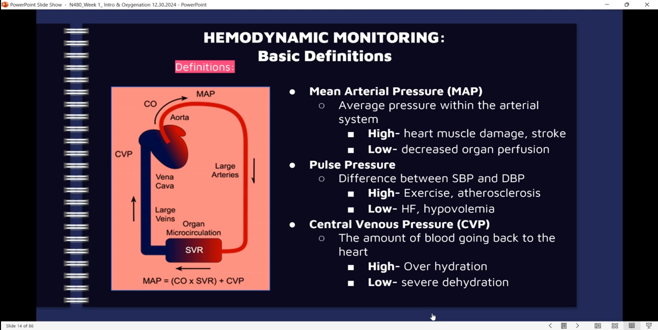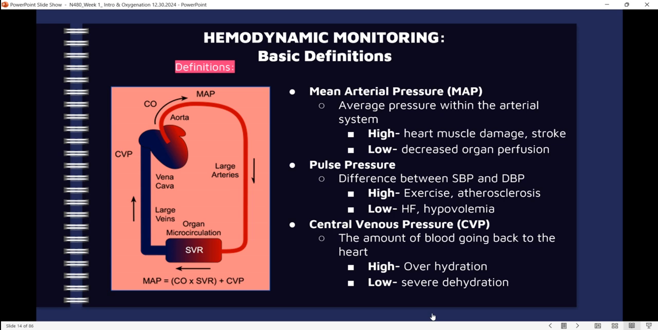Then we have our pulse pressure, and pulse pressure is essentially the difference between your systolic and diastolic blood pressures. It's expected that your pulse pressure will be high in the event that you are exercising or doing some type of exertion. That's going to be an expected increase. Additionally, in patients who have atherosclerosis or coronary artery disease, essentially, they too will have higher measurements of pulse pressure as well. Whereas pulse pressure is going to be low in patients who are hypovolemic, so not enough blood volume on board, as well as heart failure.